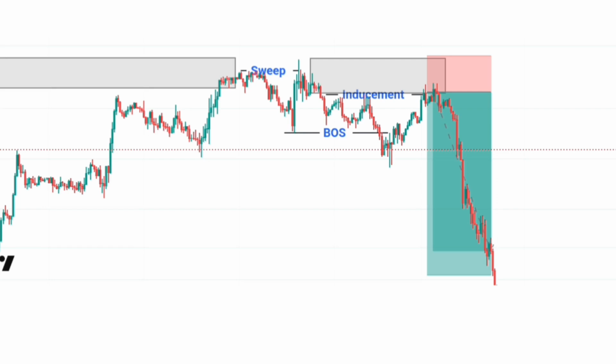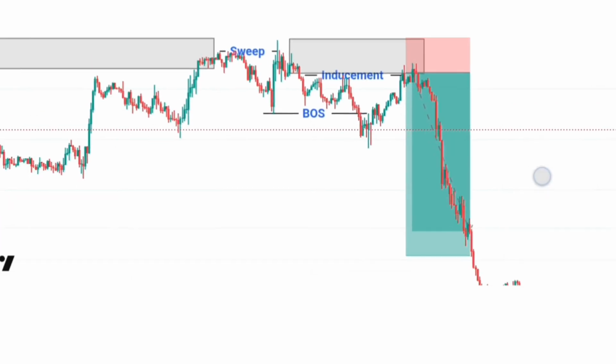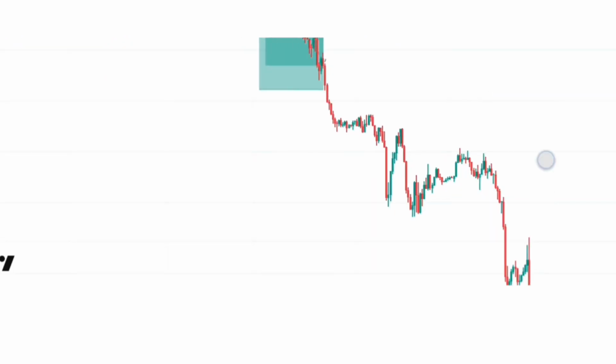The stop loss should be above the high, that is the sweep, and the target at least 1:3, 1:4, 1:5. This trade is 1:5. As you can see, since then the market was still pulling down with momentum.